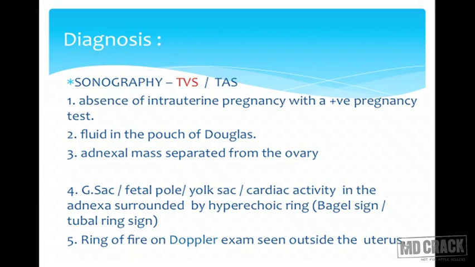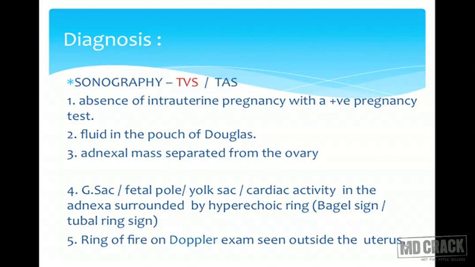In case of unruptured, we will see an adnexal mass separate from the ovary. Now we can see a gestational sac, there may be a fetal pole or a yolk sac. Sometimes even cardiac activity can be seen in the adnexa wherever that pregnancy is growing. Usually, there would be a hyperechoic ring, or tubal ring, seen around the gestational sac. This is Bagel's sign or tubal ring sign. If you use Doppler, usually in intrauterine pregnancy, you see ring of fire.